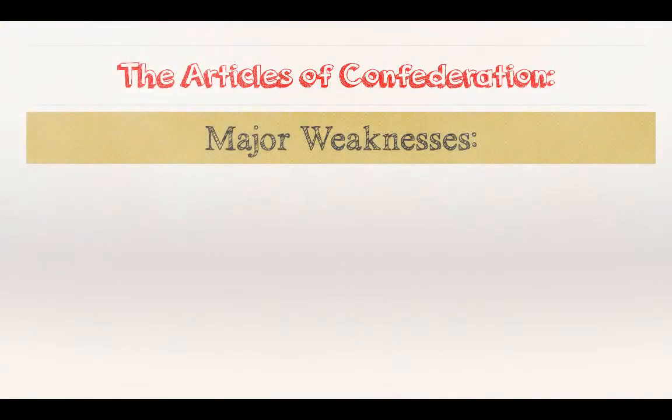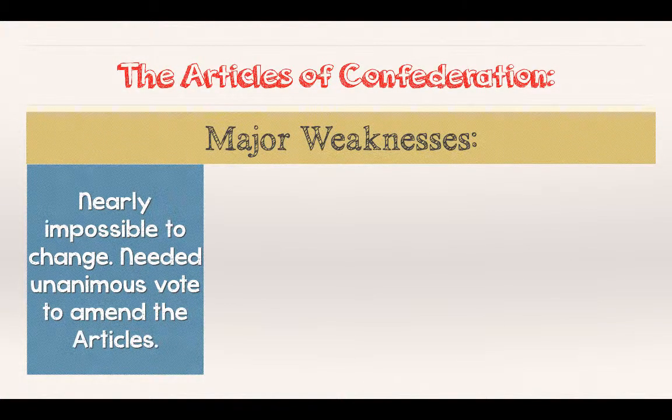Now on to the weaknesses, right? There are some weaknesses. It was nearly impossible to change. You needed 13 out of 13 votes to change the Articles, right? But again, everybody had different agendas. Part of the reason why it was broken is that everybody had different agendas.